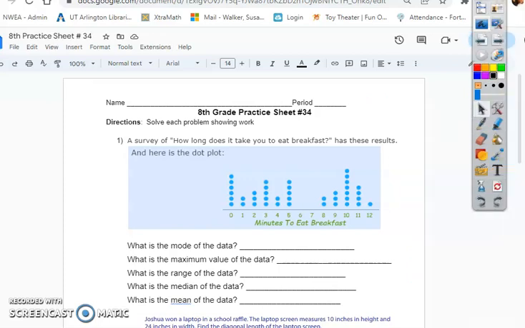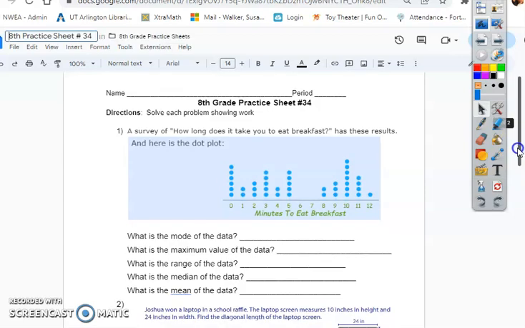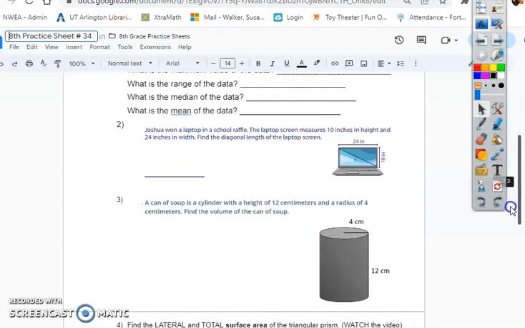Okay, so Joshua won a laptop in a school raffle. The laptop screen measures 10 inches in height, 24 inches in width. That's what we see here. Find the diagonal. Hopefully you know this will be C, right?